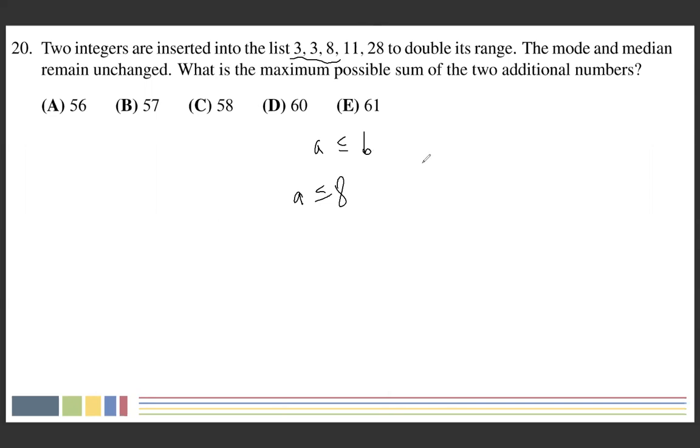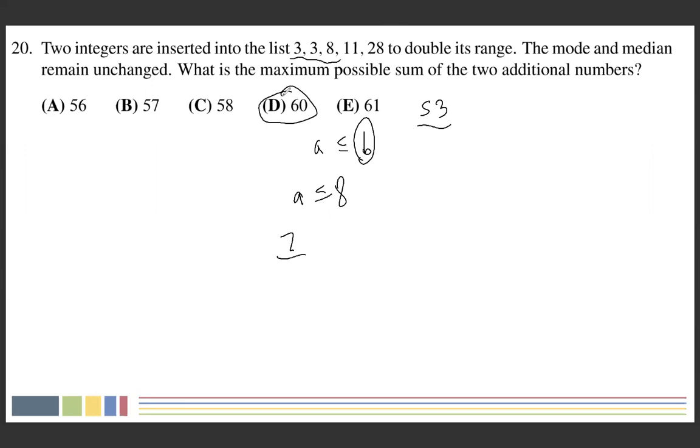Well, what could A be then? It can't be 8 because, like we said, this is the one time the mode comes into play. That would cause a conflict. It cannot be 8, so we could try to make A 7, right? Now we just need to maximize what B is. The way we maximize that is, of course, by making B 53 and doubling the range. And this gives us a sum of 53 plus 7, which is 60.